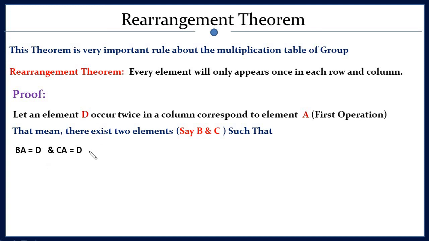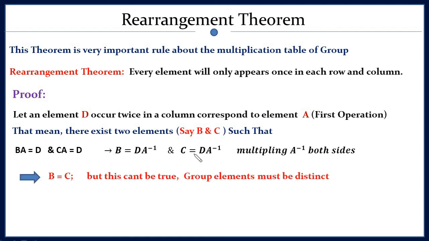Now just multiply by A inverse from the right side in both equations. What is A times A inverse? It is I, where I means identity. Now what is B times I? That is B, because if you multiply identity with any element, the result is the same element. Therefore B equals D A inverse, and similarly C equals D A inverse. What does it mean? It means B equals C if you compare these two equations, but this cannot be true for a group. Group elements must be distinct.